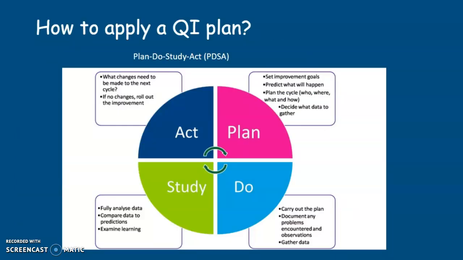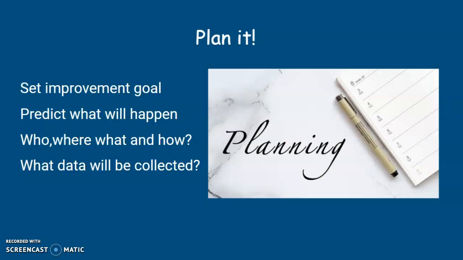One way we do this in our plan is we apply a plan, do, study, and act model. We're going to talk just briefly about these components for a little bit of understanding. When we plan, we want to set improvement goals. We want to be better. We want to improve. So we predict what may happen, the who, the what, the how, and the where of it. What data are we going to collect to make these improvements?